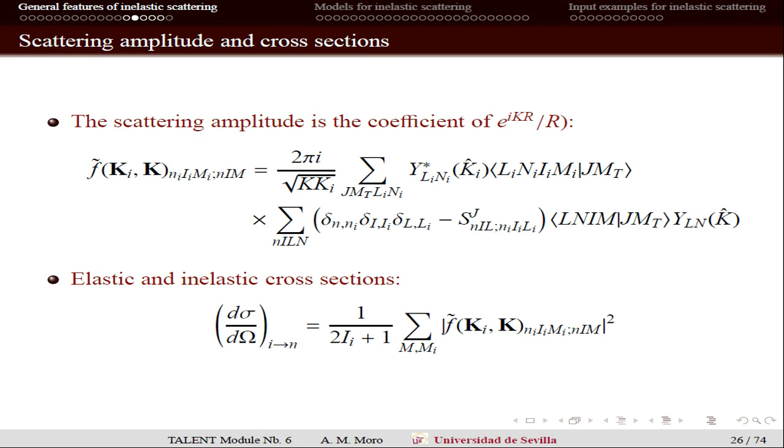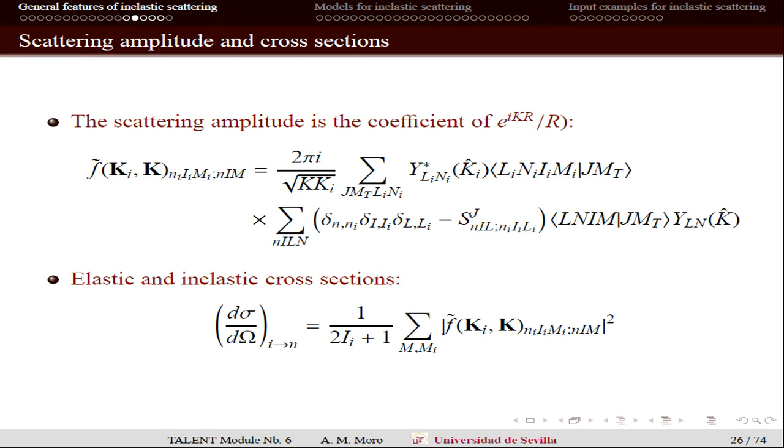So this is something that we can measure. But in practice, many experiments don't measure that. So what we actually measure is a sum over all possible final projections. So we measure the final product irrespective of the projection, and an average over the initial possible orientations of the spin. So this is what this sum and this coefficient means.